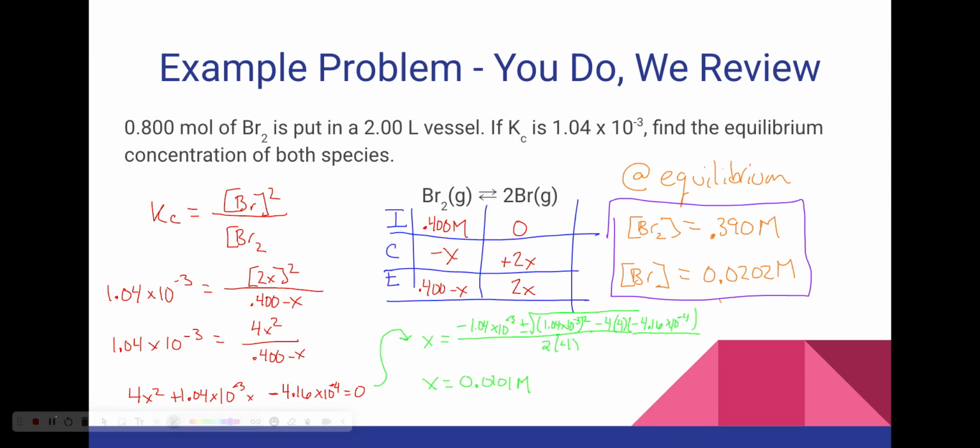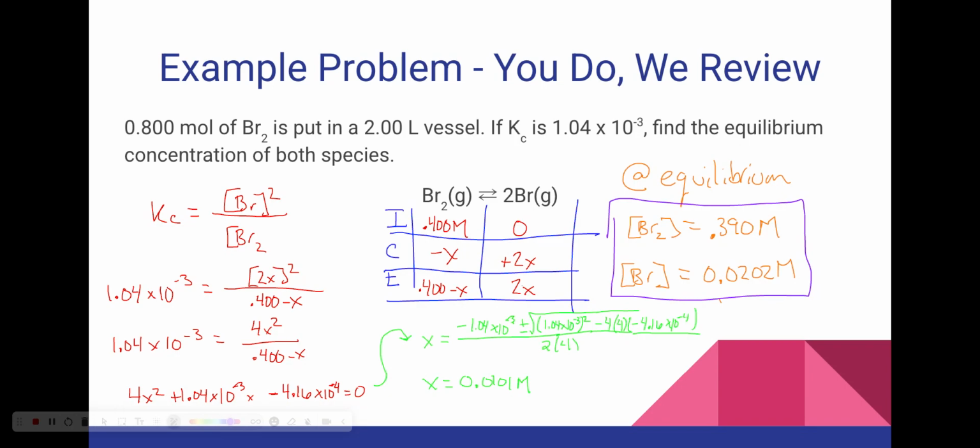You do in fact need the quadratic. As a reminder, I'm only showing you the positive root, right? Because a quadratic formula will give you both a positive root and a negative root when you solve for x. Again, in chemistry, we're only interested in the positive root because, of course, you can only have a positive concentration. And then I plug that back into my equilibrium concentrations here. And that's how I got 0.390 molar for Br2 and then 0.0202 molar for just Br.